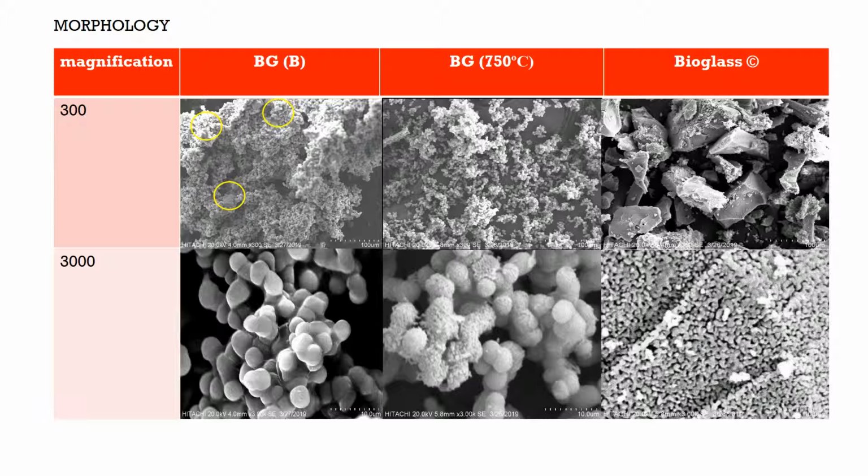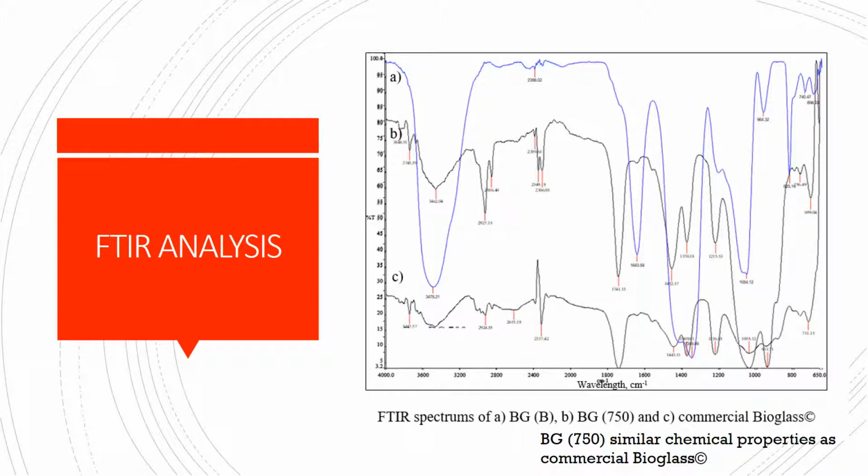When compared with the commercial bioactive glass, it was seen that the bioactive glass at 750 degrees Celsius had a more porous surface and was less dense compared to the commercially produced bioactive glass. According to the FTIR analysis, the bioactive glass produced by the sol-gel method at 750 degrees Celsius had the same pattern and the same chemical functional groups as the commercial bioactive glass.